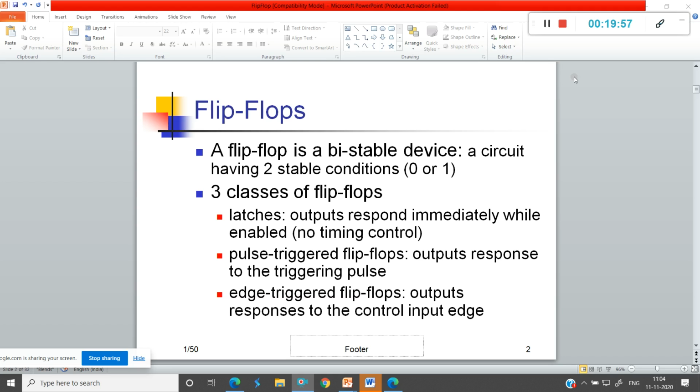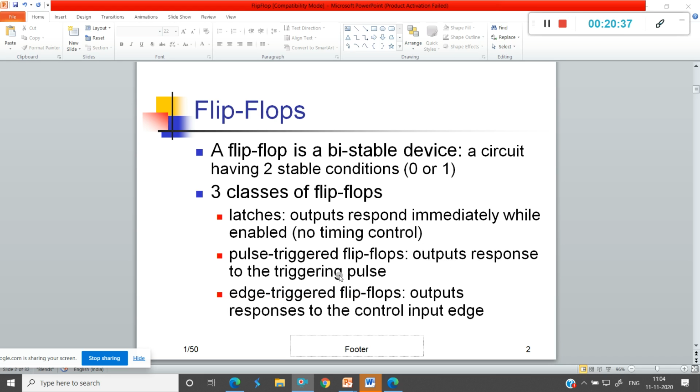So a flip-flop is a basic bistable device. It is a circuit having two stable states. Preserving logic 0 in the network is known as the reset state. Preserving 1 in the flip-flop is known as the set state. There are three classes of flip-flops. One is latches. In the latches, the output responds immediately when enabled. That means whenever the input changes, at the same instant of time the output changes. No timing control.